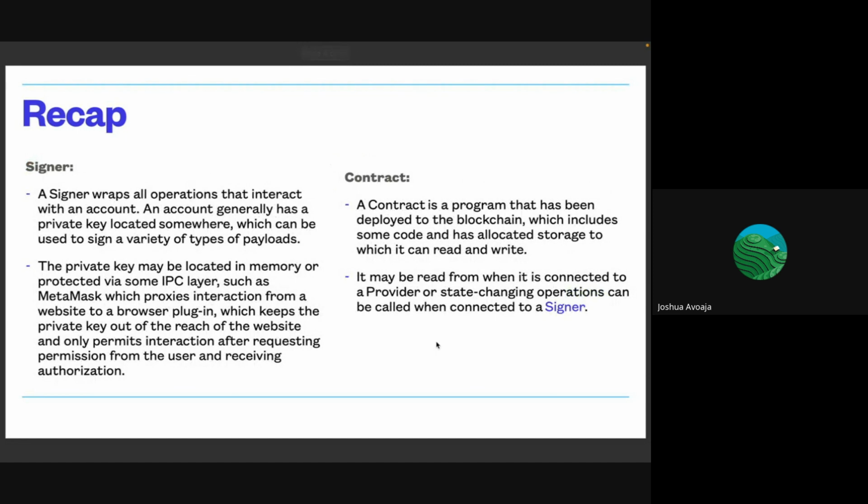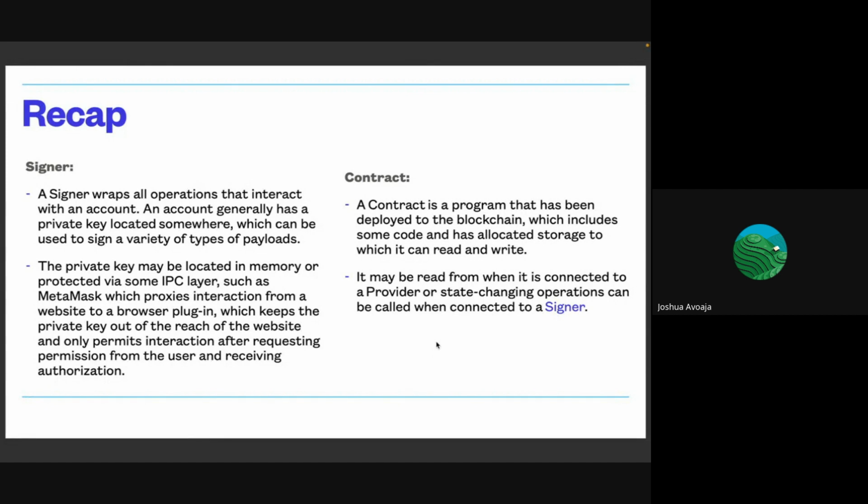A signer is an object that wraps all the write operations on the blockchain. In Ethers.js, interactions with the blockchain are majorly divided into two: read interactions and write interactions. Write interactions involve changing data on the blockchain, sending transactions to the blockchain. Read interactions involve reading data from the blockchain.